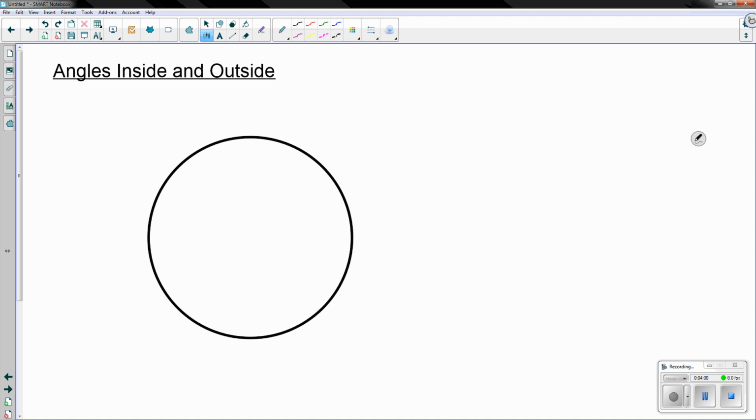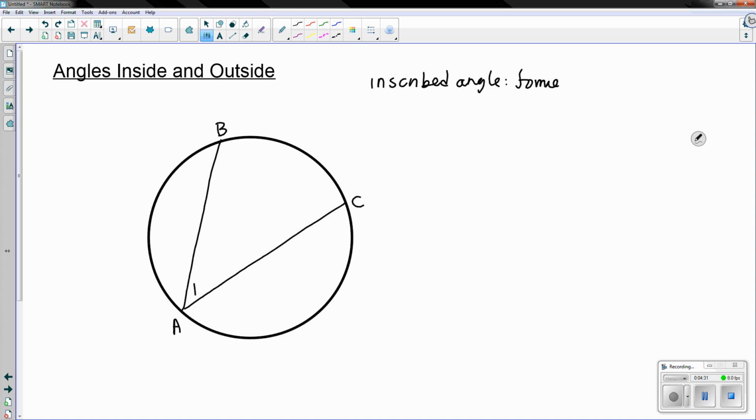Which is what we call an inscribed angle. An inscribed angle is formed by two chords where the vertex of the angle is on the circle. We'll call this point of intersection, the vertex for this angle, A, B, C. We'll call this angle 1. So this is what we have, an inscribed angle. It's formed by two chords, and the vertex is on the circle.